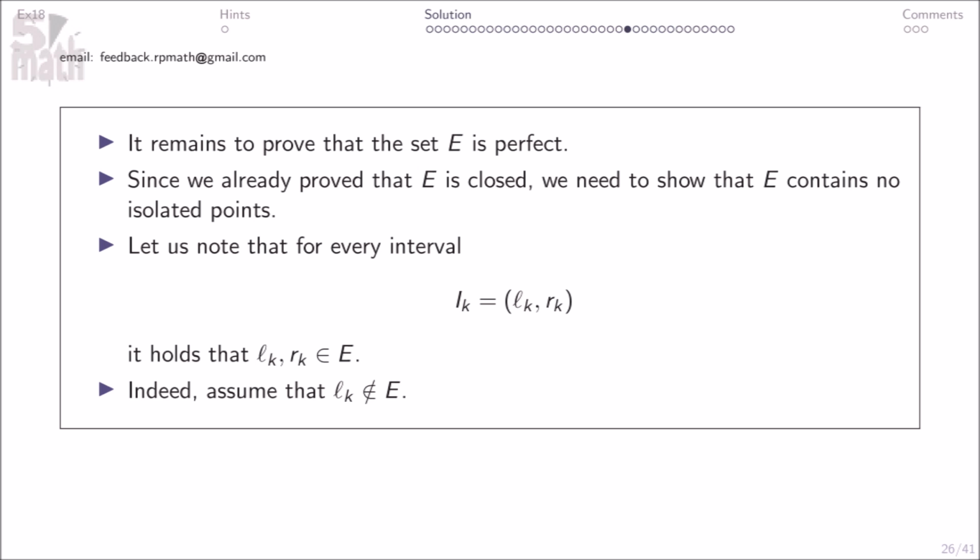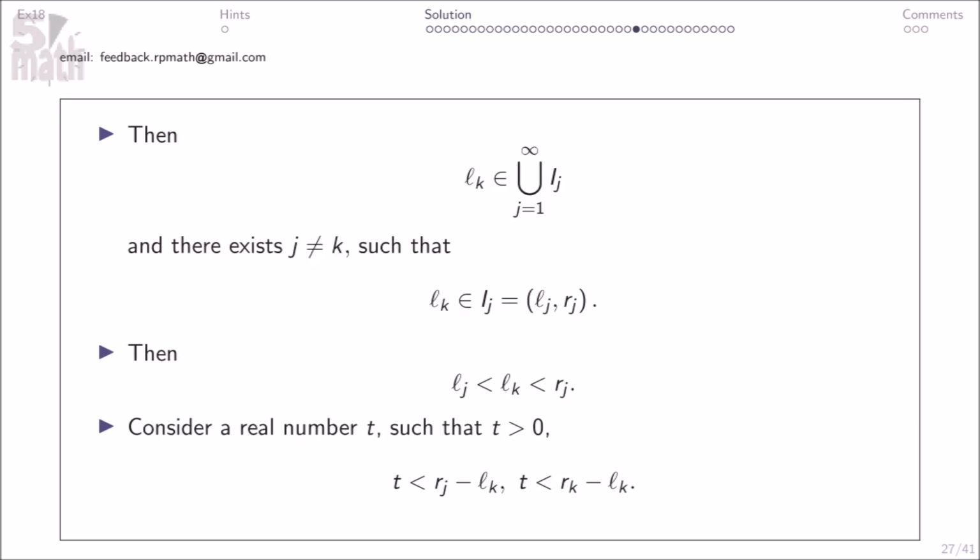It remains to prove that the set E is perfect. Since we already proved that E is closed, we need to show that E contains no isolated points. Let us note that for every integer k equaling this, it holds that L of k, I of k, element of E. Indeed, assume that L of k not element of E. Then this, and there exists j not equal to k such that this, then L of j less than L of k less than I of j.